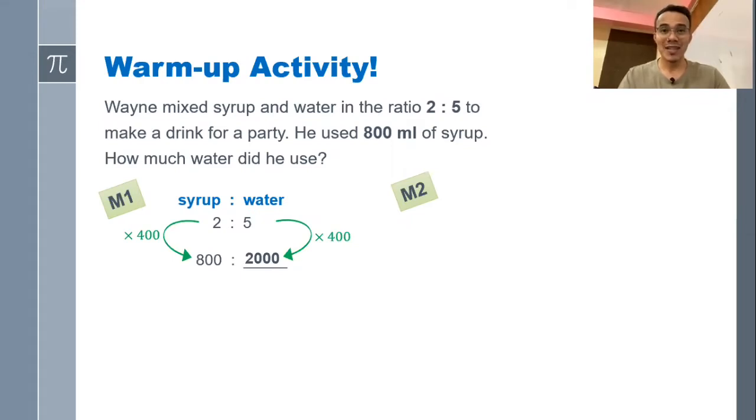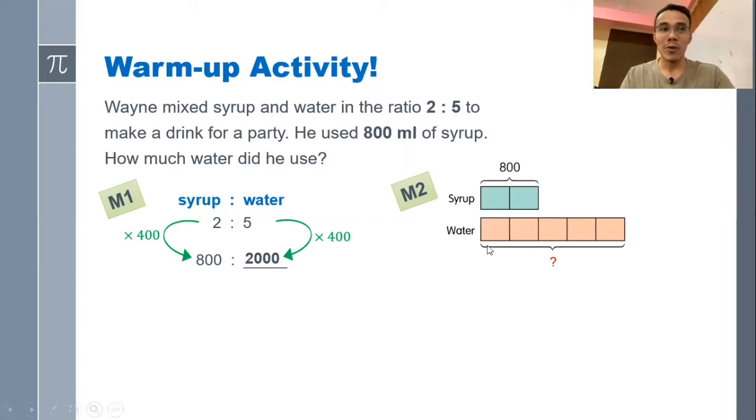Method number 2 involves the use of bar models. It's really important to get used to the use of bar models because if you know how to use bar models in solving word problems, then it would be easy for you to visualize what the problem is all about, right? In the given, the ratio of syrup and water is 2:5. So we have here 2 units for syrup and 5 units for water.